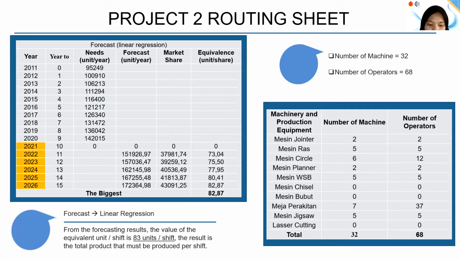Project 2 is the routing sheet. The purpose of the routing sheet is to calculate the number of machines and the required machine time, and also to calculate the number of inputs and outputs of each process that must be prepared in order to obtain the desired number of finished products. Previously, we did a forecast calculation and obtained an equivalent unit value of 83 units per shift. This result is the total product that must be produced per shift. Then we did the routing sheet calculation, and the number of machines is 32 with 68 operators.